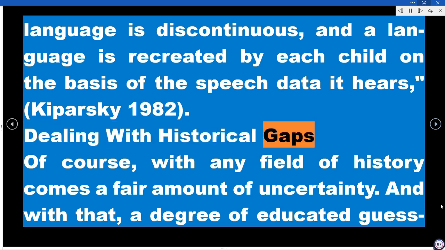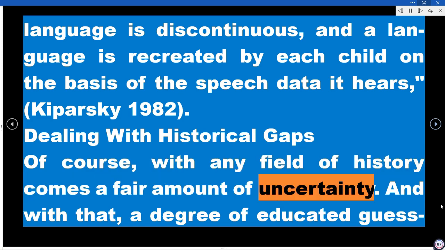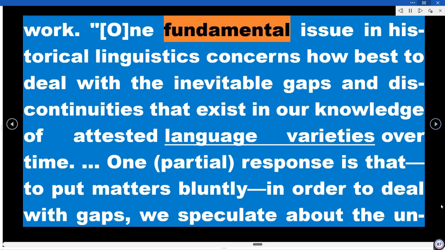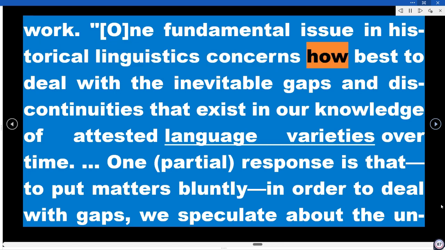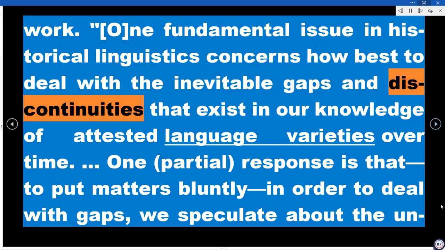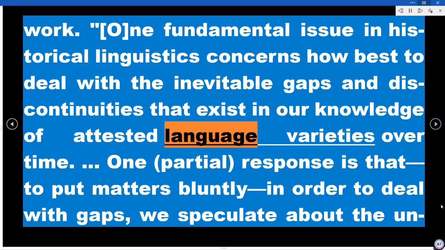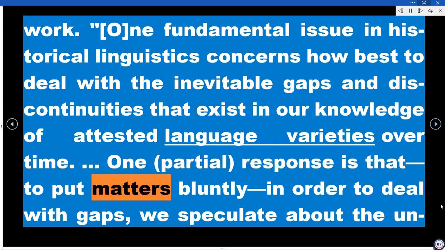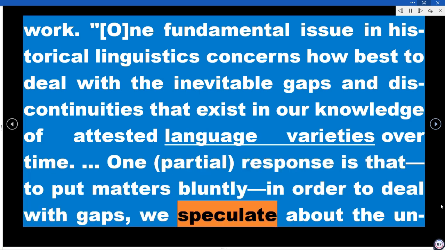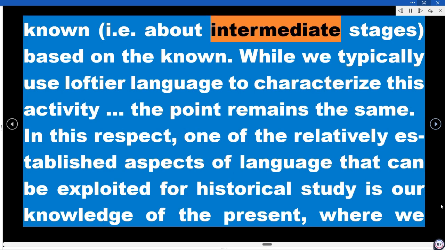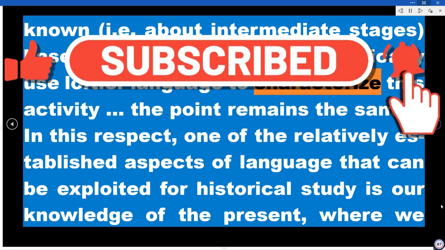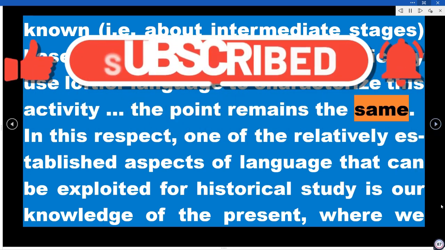Dealing with historical gaps. Of course, with any field of history comes a fair amount of uncertainty, and with that, a degree of educated guesswork. Any fundamental issue in historical linguistics concerns how best to deal with the inevitable gaps and discontinuities that exist in our knowledge of attested language varieties over time. One partial response is that, to put matters bluntly, in order to deal with gaps, we speculate about the unknown, i.e. about intermediate stages, based on the known. While we typically use loftier language to characterize this activity, the point remains the same.